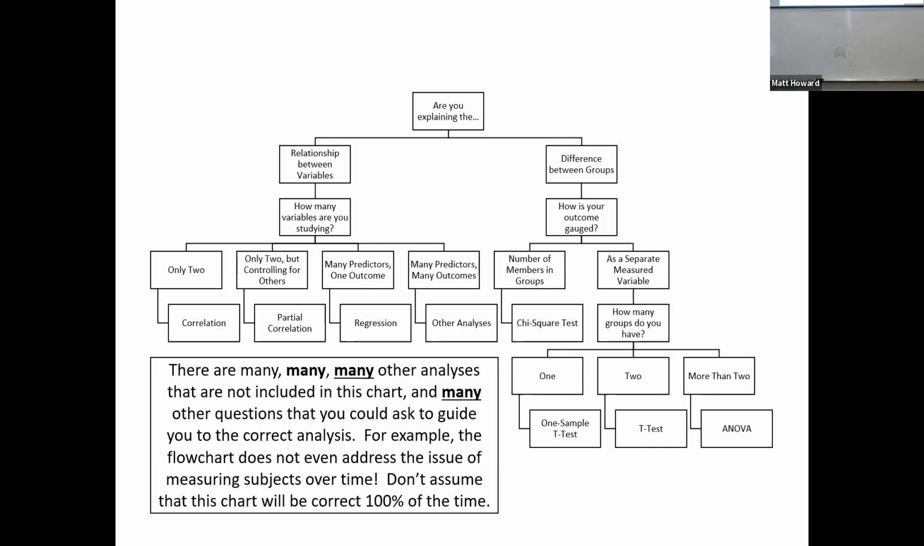But as you can see, we're no longer looking at the relationship between just two variables. Correlation was only two, and partial correlation was only two while controlling for others. Regression is typically when you're looking at many predictors and one outcome. I will say we will start this lecture about regression by only looking at one predictor and one outcome, because that's the simplest form of regression. But typically when you're using regression, you're looking at many predictors and only one outcome.